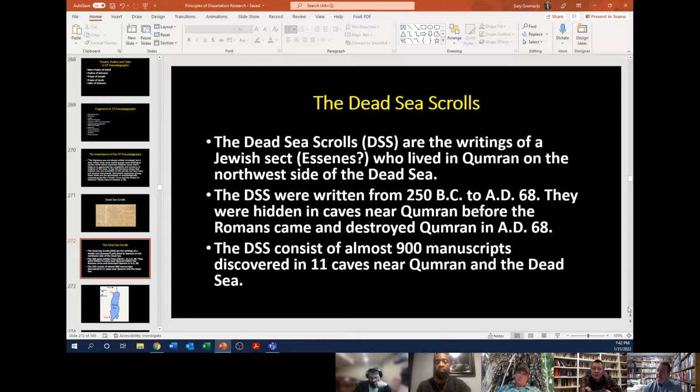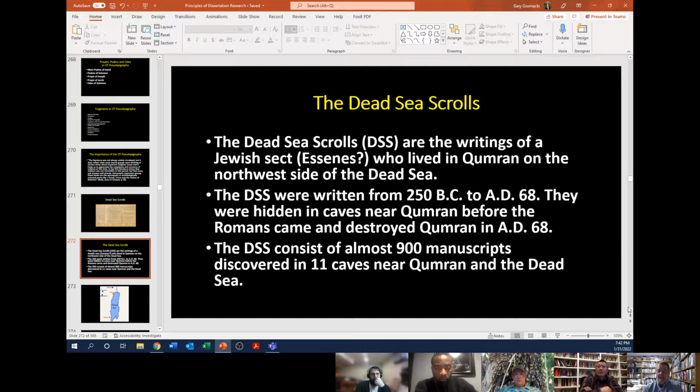Was it the Essenes or not who lived in Qumran, which is located on the northwest side of the Dead Sea? They're written about 250 BC to AD 68. Right, so whoever copied these scrolls was doing that during the time of Jesus. They're hidden in caves near Qumran.